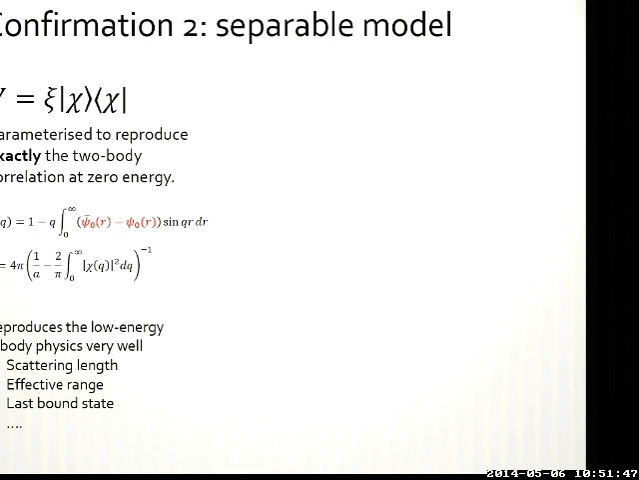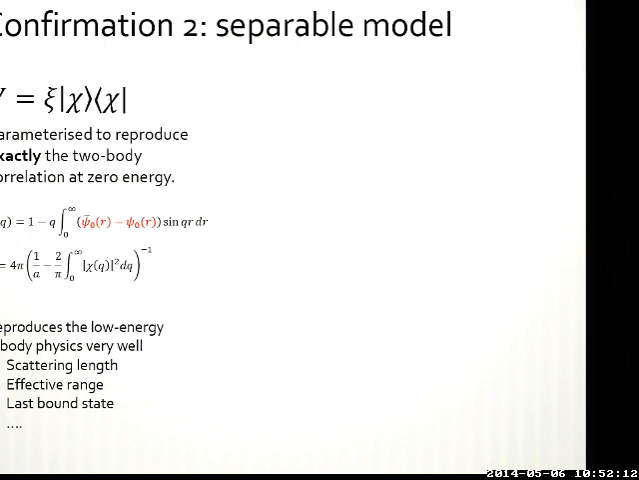It's very easy to solve the two-body and three-body problem with this kind of interaction. It almost behaves like a contact interaction, but it's richer than a contact interaction. And in fact, it's possible to parameterize. We have these two parameters, xi and chi. It's possible to parameterize this interaction in order to reproduce exactly the two-body zero-energy wave function of any potential, and it's given by this formula.